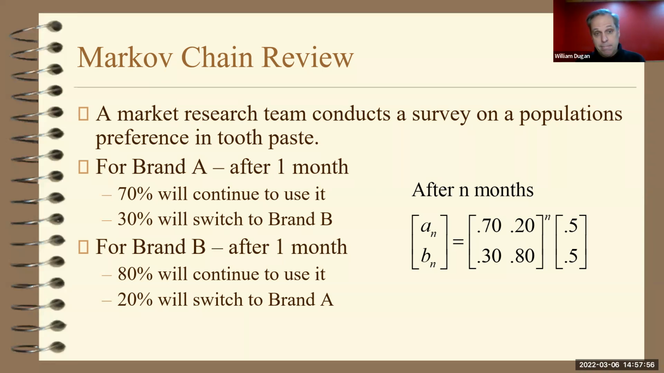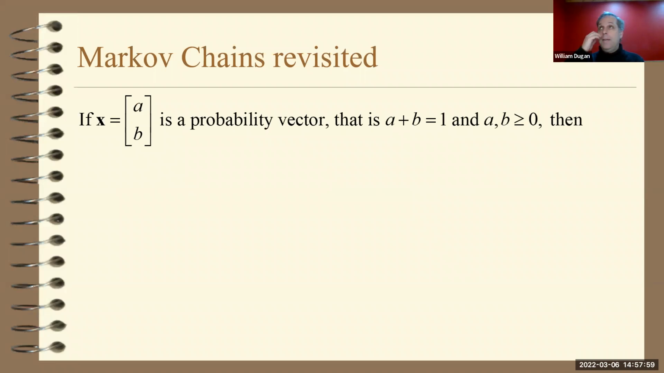So to get an idea of how we're going to eventually lead to eigenvalues and eigenvectors, let's suppose for a second that the vector x is considered a probability vector. Now, a probability vector means that all the components in that vector add up to 1, and they're all non-negative. They can be 0, but they have to be at least positive or 0.